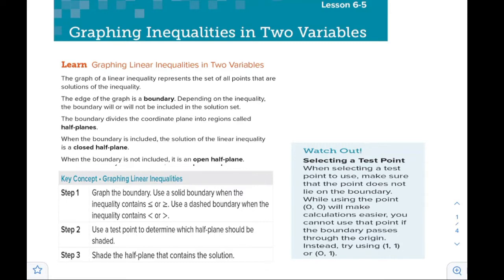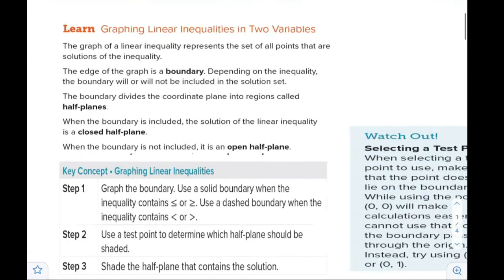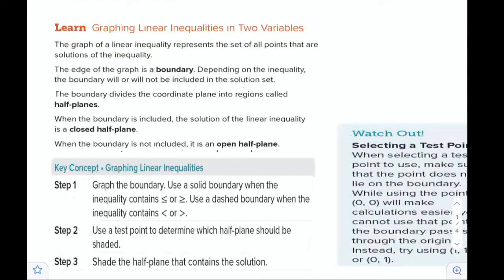Let's learn how to graph linear inequalities in two variables. The graph of a linear inequality represents the set of all points that are solutions of the inequality. We are looking for a solution. Now, in the inequality, we are going to follow the same procedure that we followed before to graph a line.